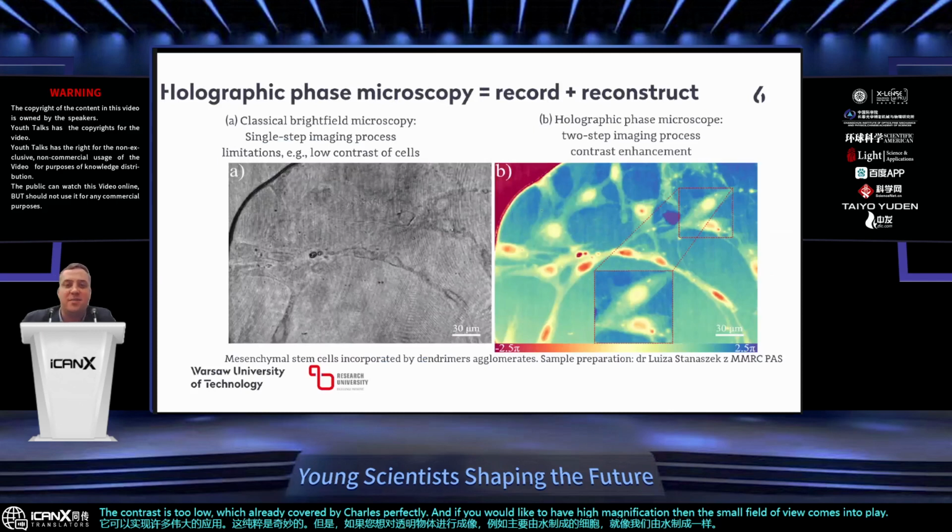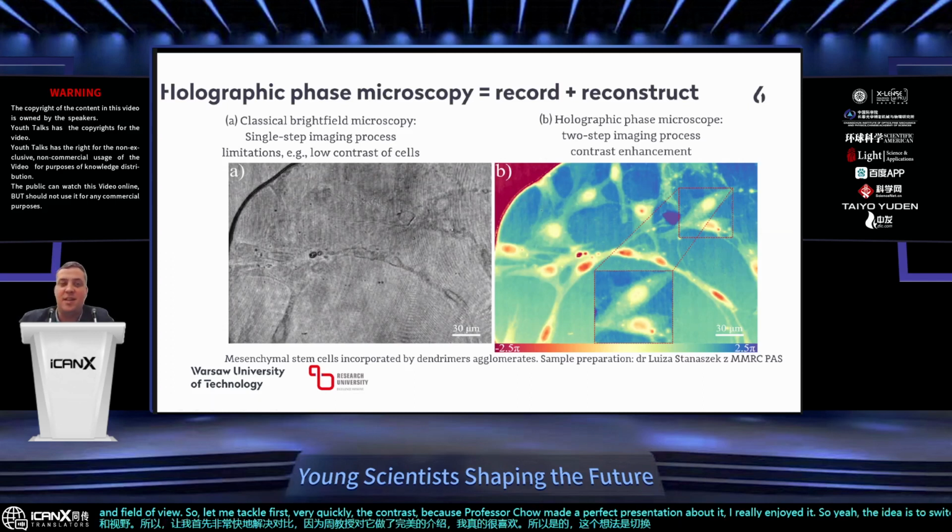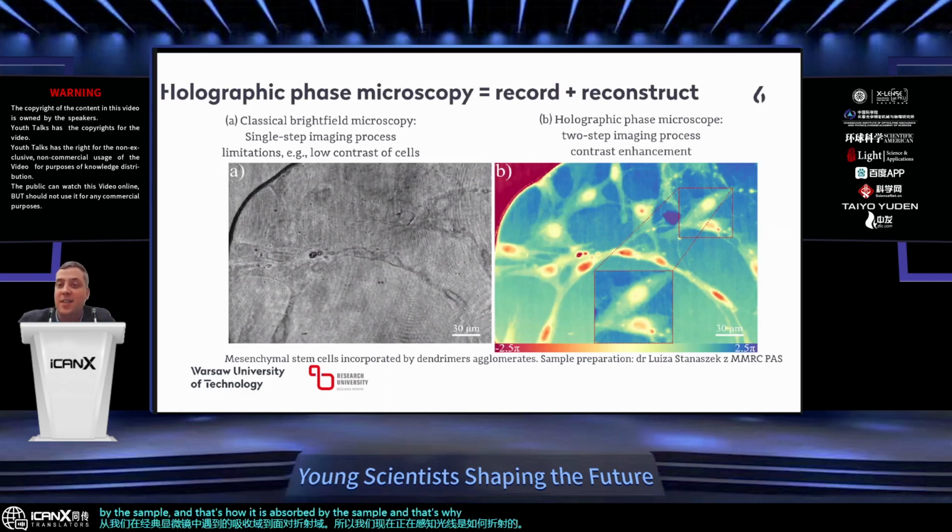Let me tackle first very quickly the contrast, because Professor Chao Zuo made a perfect presentation about it. I really enjoyed it. The idea is to switch domains from the absorption domain that we encounter in classical microscopy to the phase, to the refraction domain. So we are now sensing how the light is refracted by the sample and not how it is absorbed by the sample. And that's why we are gaining so-called phase contrast, because the light is refracted in different parts of the object by different means. That's why the phase difference is different, and the optical phase delay is different, and we can have very nice high contrast images like you can see here.